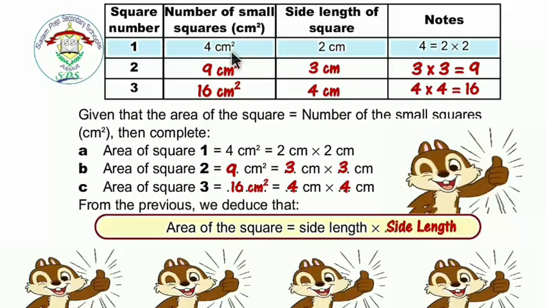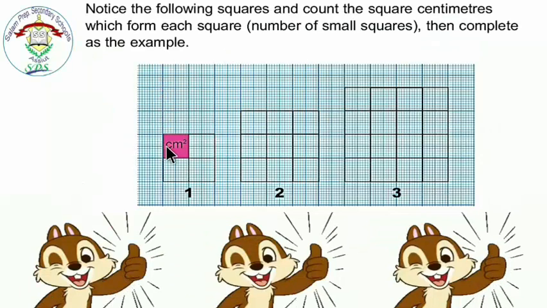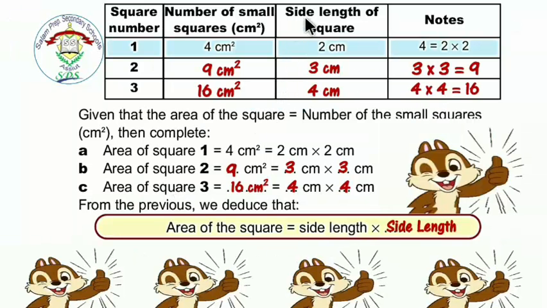Side length of square 1. 1, 2. So side length is 2 centimeters. Please take care. We use centimeter for length. Please take care. Square centimeter for the area. Side length of the square is 2 centimeters. We have 4 as 2 times 2.